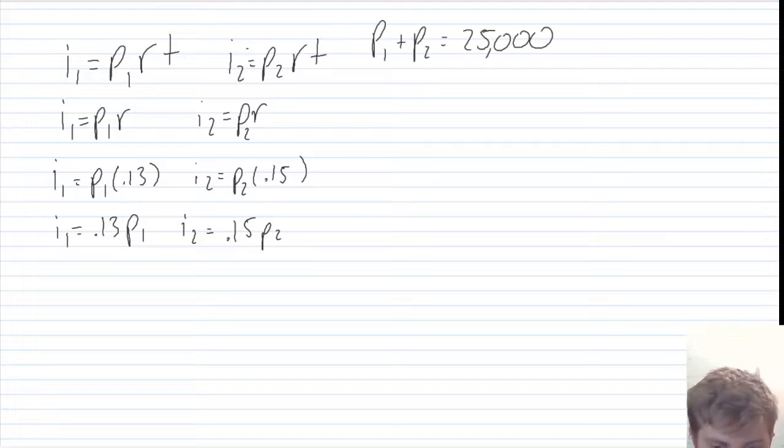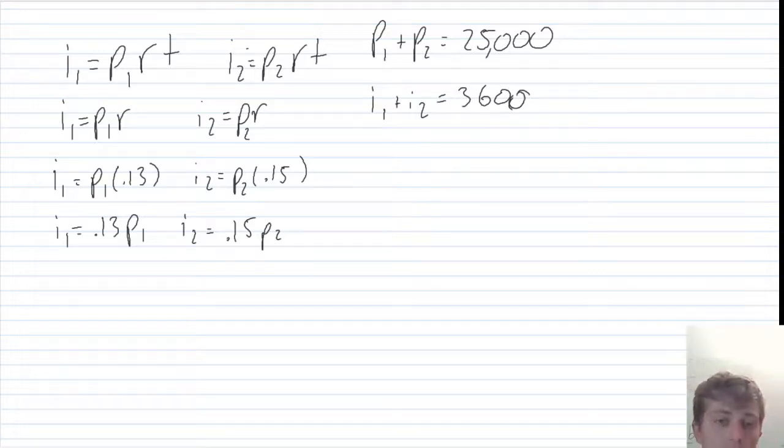All right, so we got our base equation set up, and now let's read our other sentences. He borrowed $25,000 total, so those are the principals. So combined between his P1 and P2, he borrowed $25,000. And it also tells us that at the end of the year, his total interest was $3,600. So our interest 1 plus our interest 2 equals $3,600. And we know what our I1 and I2 equal from these equations, so let's make our substitutions.